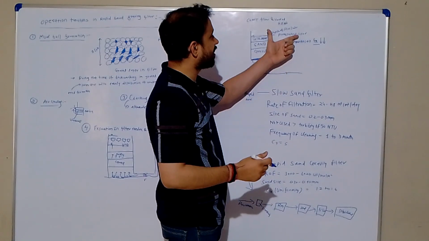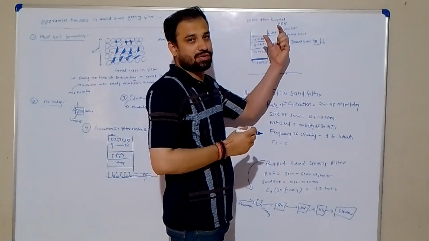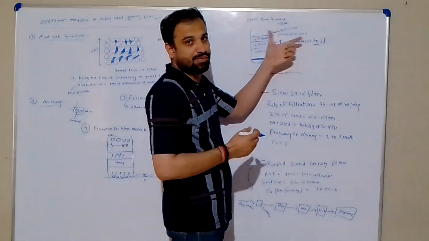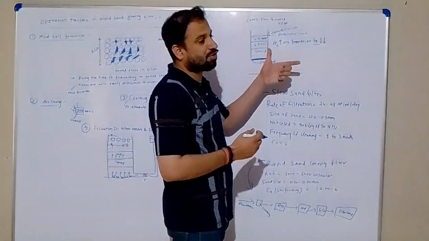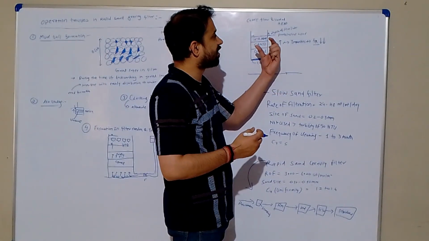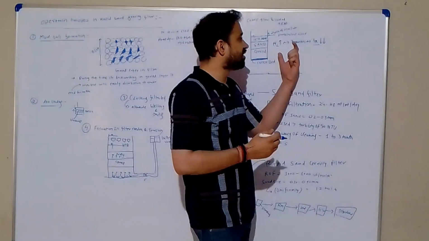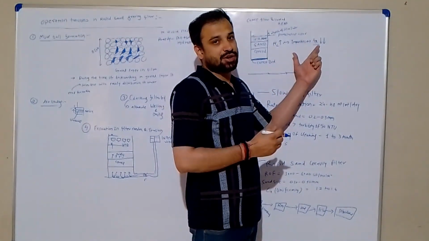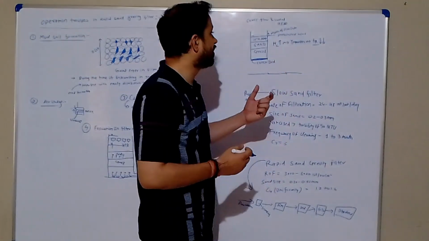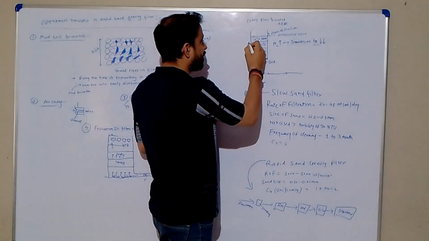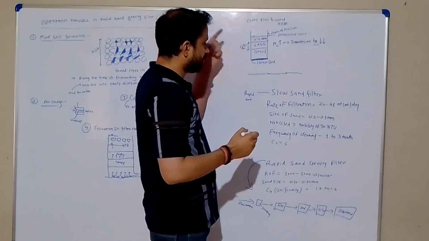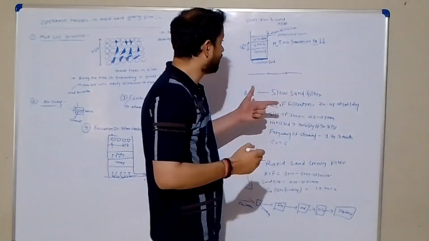So over the pre-selected head, we provide the extra depth of water over the sand layer to achieve a constant rate of flow from the filter. Because of the impurities, head loss increases and the rate of filtration decreases, so to maintain a constant rate of flow, we increase the height of water over the sand layer. The sand layer is generally 0.90 meter in a rapid sand filter. So this is about the rapid sand filter.